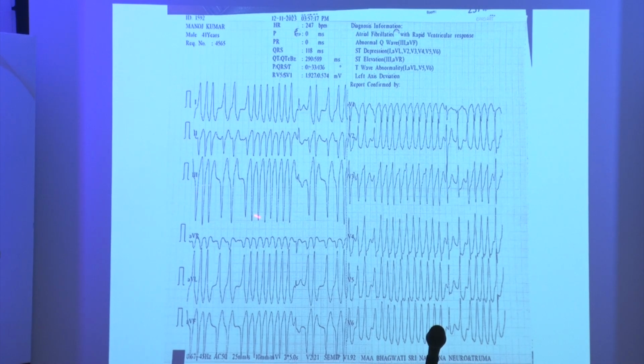Lead 1, 2, 3, AVR, AVL, AVF, V1, V2, V3, V4, V5, V6.